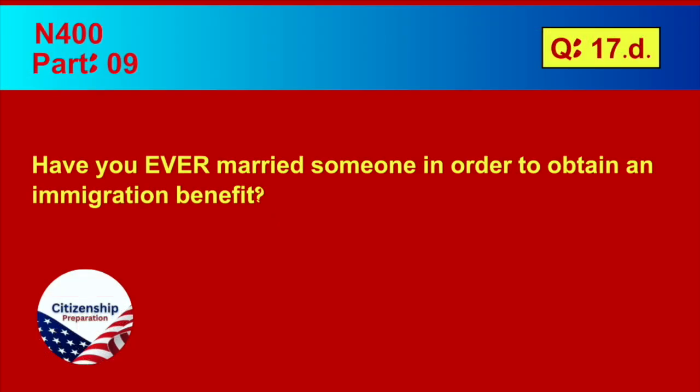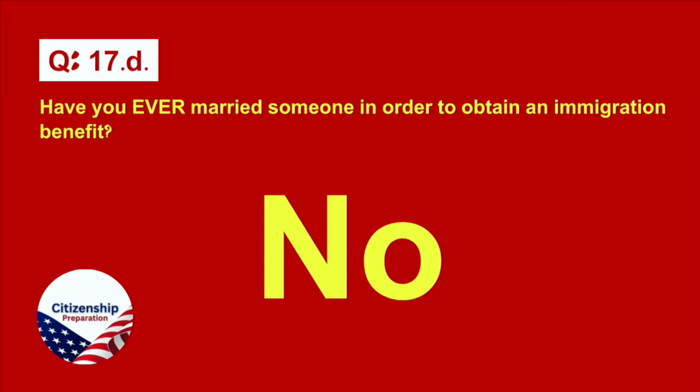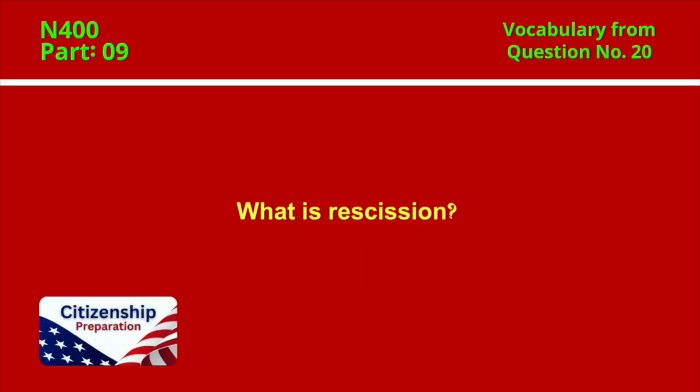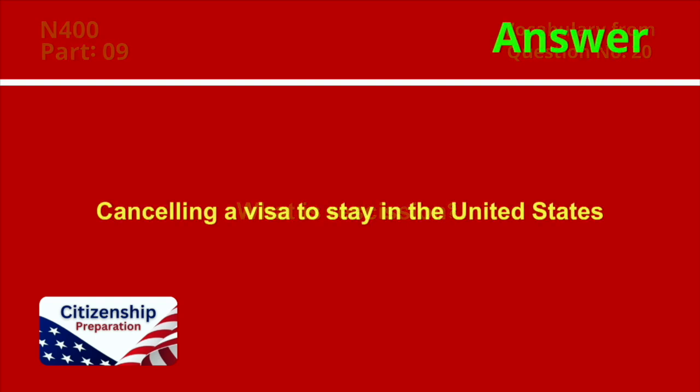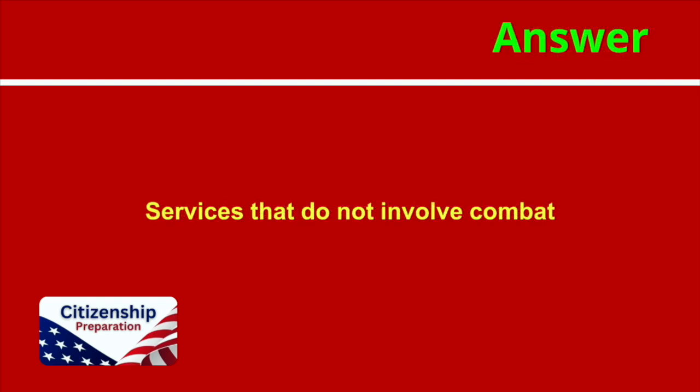Have you ever married someone in order to obtain an immigration benefit? No. What is rescission? Canceling a visa to stay in the U.S. What are non-combat services? Services that do not involve combat.